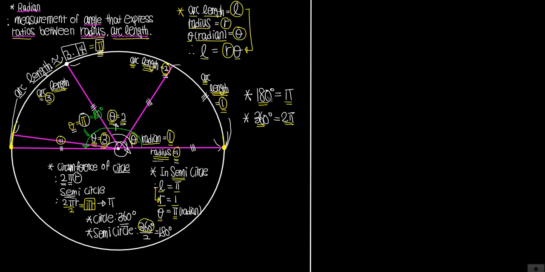pi is 180 degrees. And using these proportions or ratios, where 180 degrees is equal to pi radians, we could convert in terms of theta. So we could convert radians into degrees or degrees into radians. So let's think about some examples where we need to convert radians to degrees or degrees to radians.